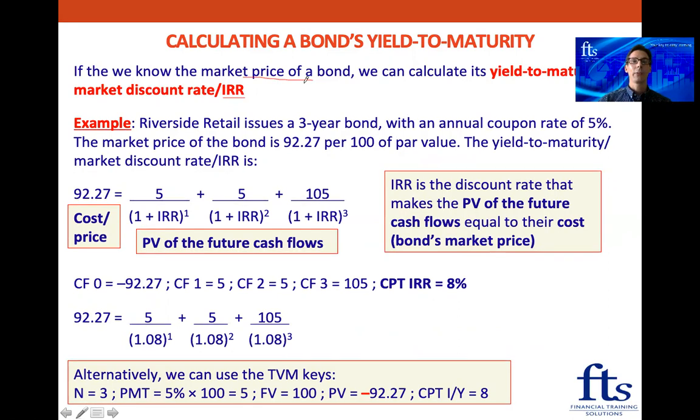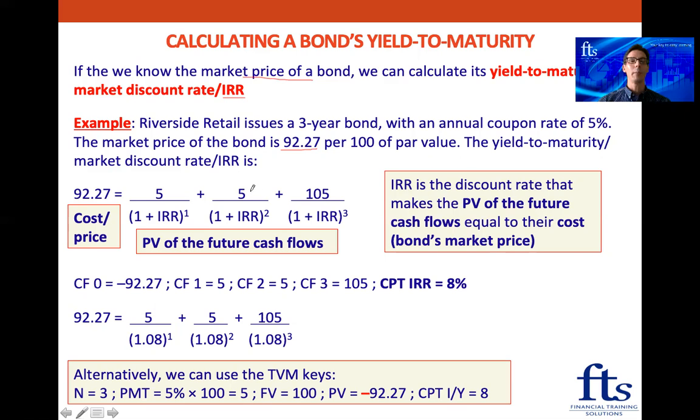So we've got the same situation here with our friend Riverside Retail. They're issuing the 3-year bond. Annual coupon rate 5%. Now they've given us the market price. This is the price of the bonds in the market, 92.27. Now they want us to work out the yield to maturity, or the market discount rate.